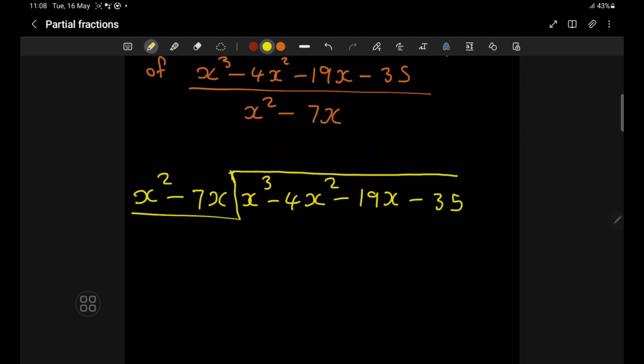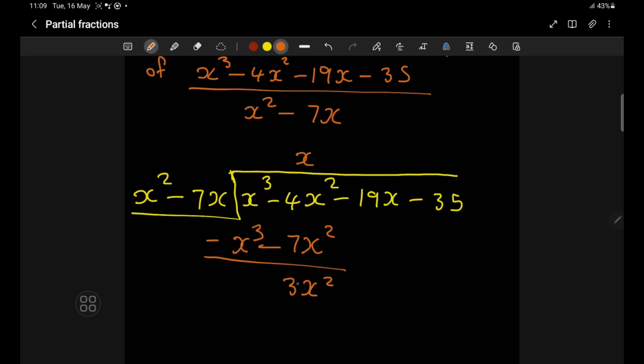So doing our polynomial division, we start. x squared into x raised to 3, we're going to have x. x multiplied by x squared, we have x raised to 3. And then x multiplied by negative 7x will have negative 7x squared. Then we subtract. So negative 4x plus x squared will have 3x squared.